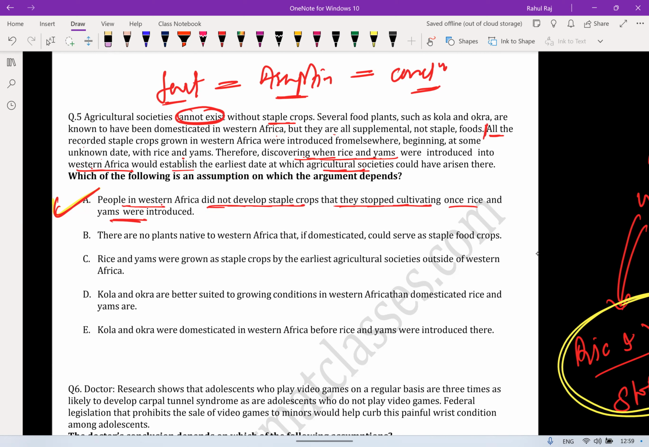So the conclusion says that discovering when rice and yams were introduced into Western Africa would establish the earliest date. Now, I'm just coming on the pre-thinking. After all, the author has thought what to give you this conclusion. The author has 100% given you this conclusion with the thought process that people in Western Africa did not develop a staple crop, that they stopped cultivating when rice and yams were introduced. And therefore, if you get to know the dates when rice and yams came into picture, you will know the earliest date of agricultural society when it began in Western Africa.